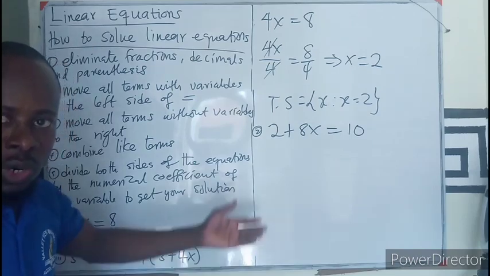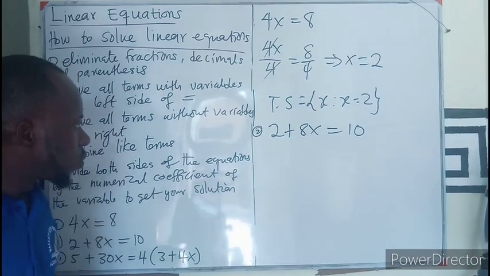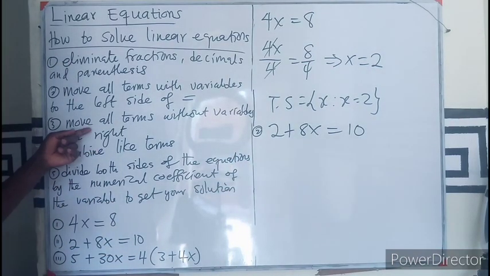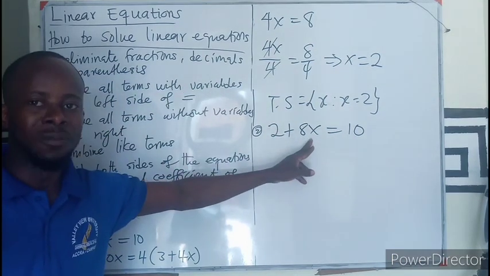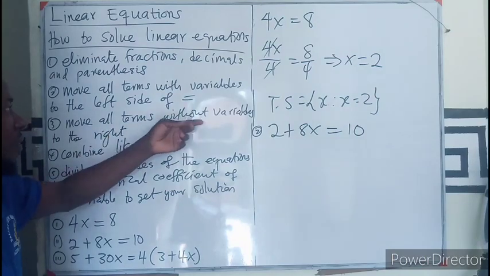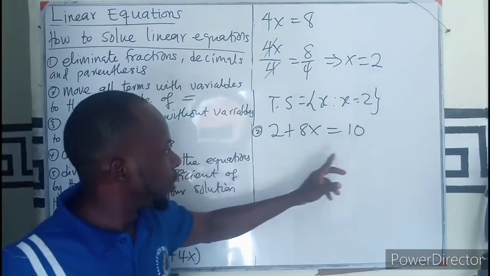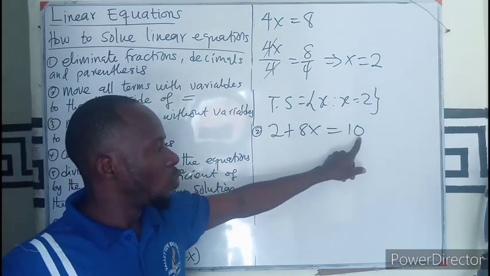Obviously, there's no fraction, no decimal, no bracket to eliminate. So I go straight forward with what? Move all terms that have variable to the left, which I have only 1. Then move all terms without a variable to the right. Meaning, this must come towards this.